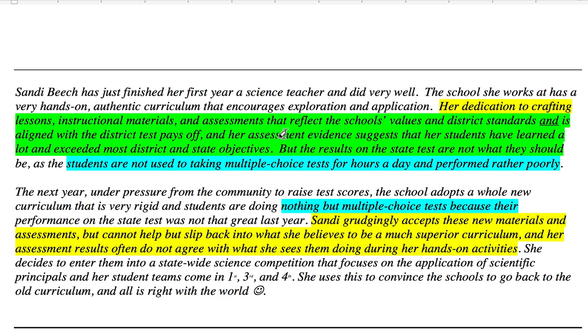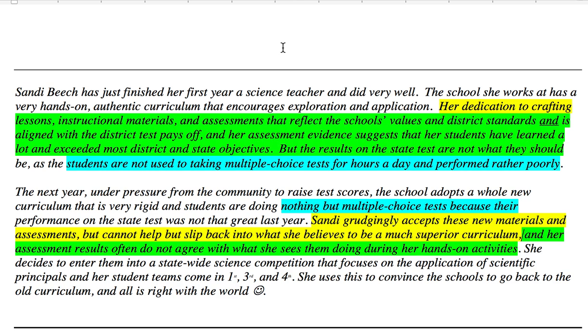Sandy is violating or ending up with low content validity because she keeps going back to what she thinks is a better curriculum and is out of alignment with what she is supposed to be doing. She also finds that her assessment results do not often agree with what she sees them doing during hands-on activities. So again, you could talk about this as a predictive validity issue again, in the sense that, right, she is using one to predict the other. Or you could say that this is a concurrent validity issue because she is really trying to assess those things in the same unit of time.